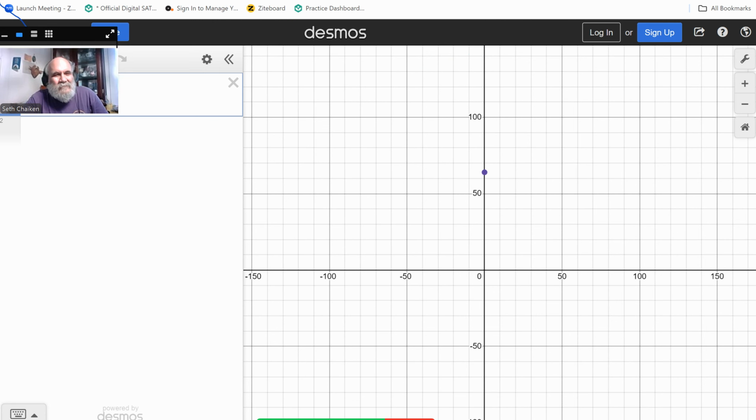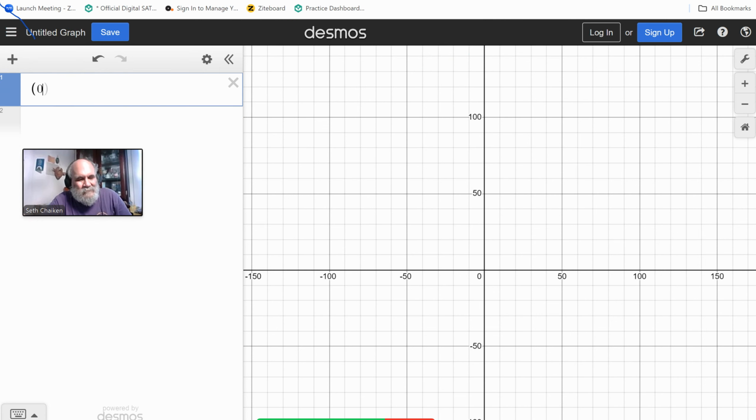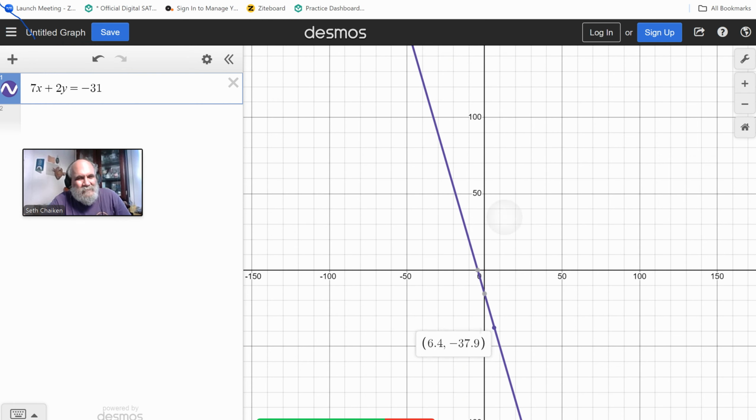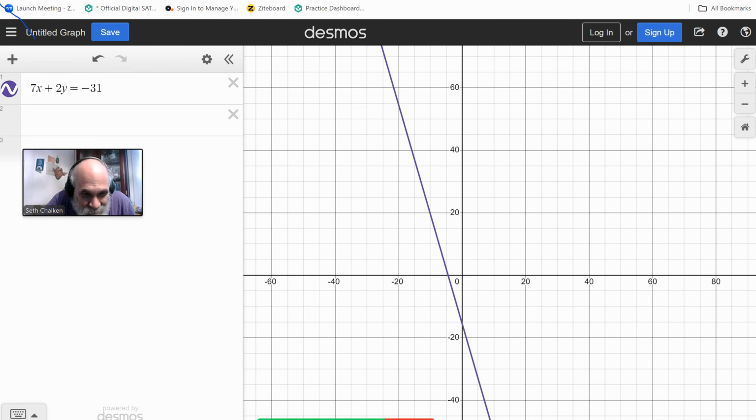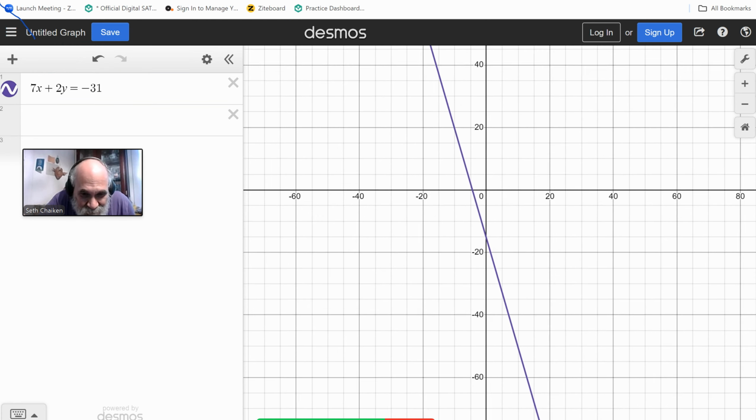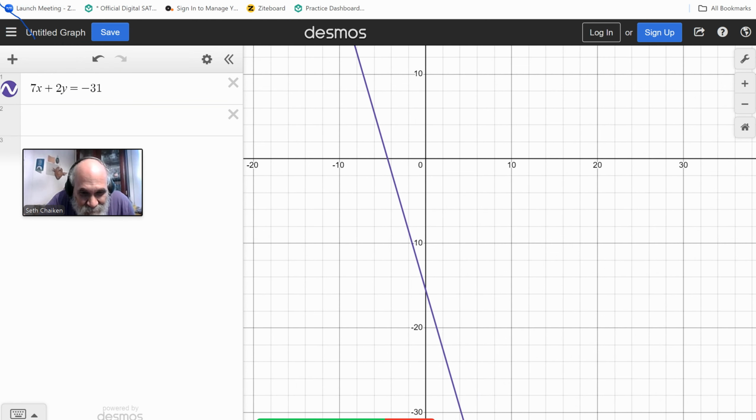What are we going to do here? We are going to graph 7x plus 2y equals negative 31. There we go. Okay, we got it. Now we have to blow this thing up, and we have to pick off the intercepts. Not bad. So it's the b over the a.